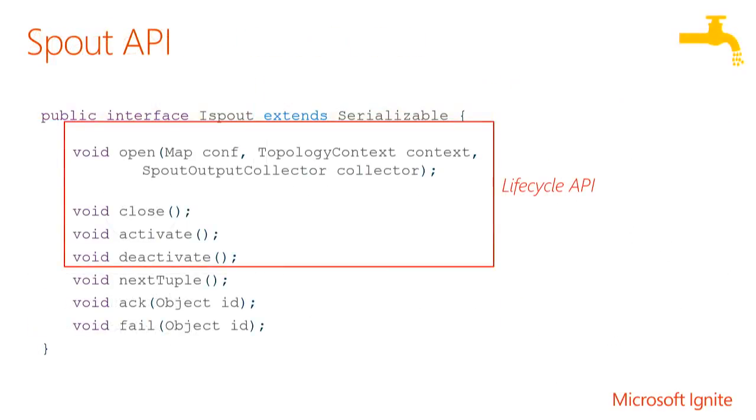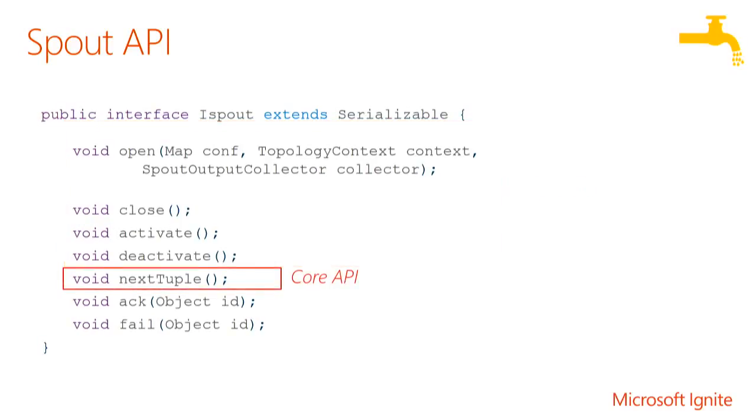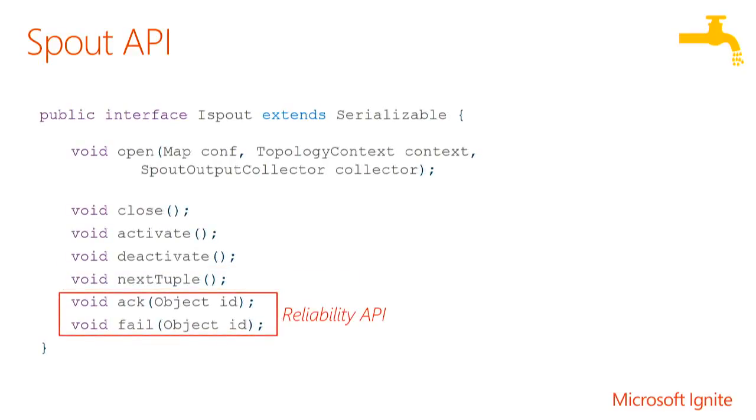This is the spout API. There's a lifecycle API to open, close, activate, deactivate. This is the core API, which is the next tuple. It will just give you the next tuple in the stream. And this is the reliability API, which will be important for achieving the stream semantics for at least once, at most once, and exactly once that we had talked about.